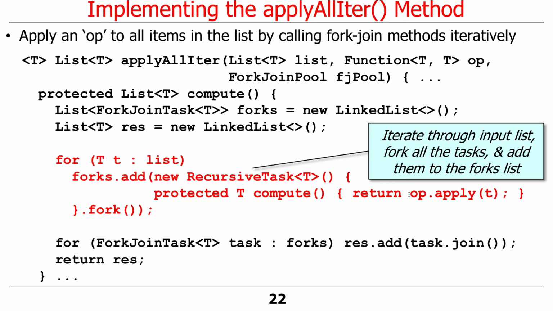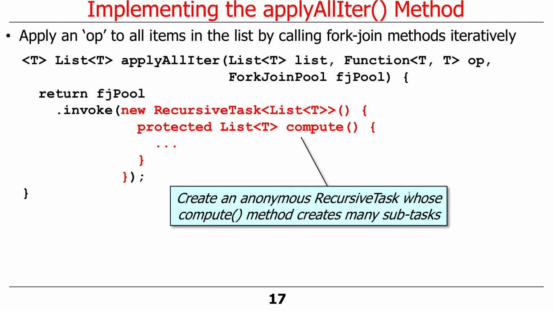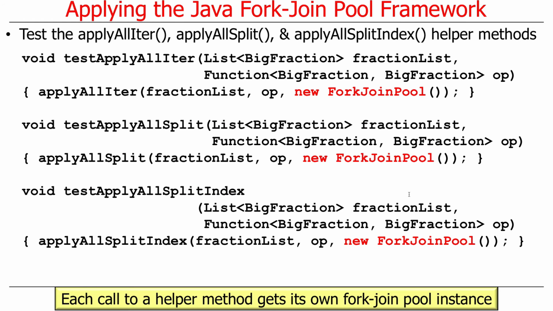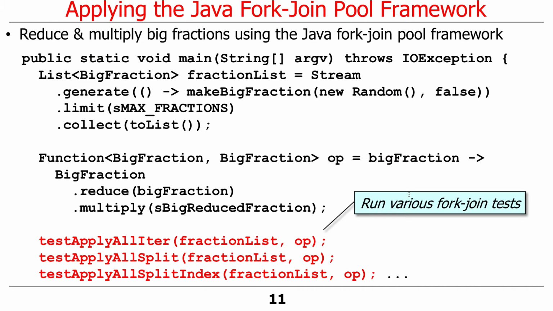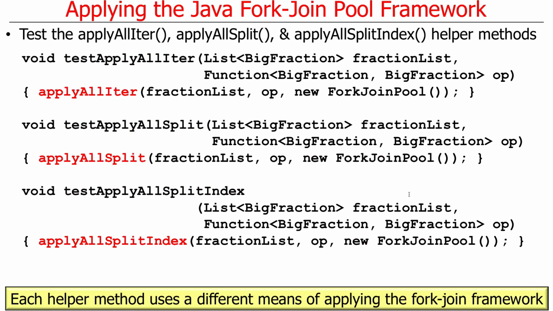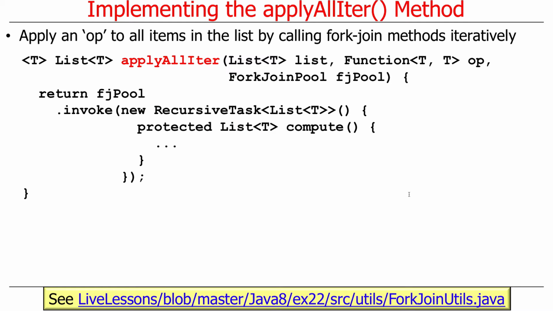So what we're going to do is make ourselves a new recursive task, and this recursive task is going to have a compute method, and it's going to go ahead and apply the operation. Remember, this is a function. So we're going to apply the function. And remember what the function did, just to reiterate: the function is going to reduce and multiply the big fraction. So that's what we're going to be doing.